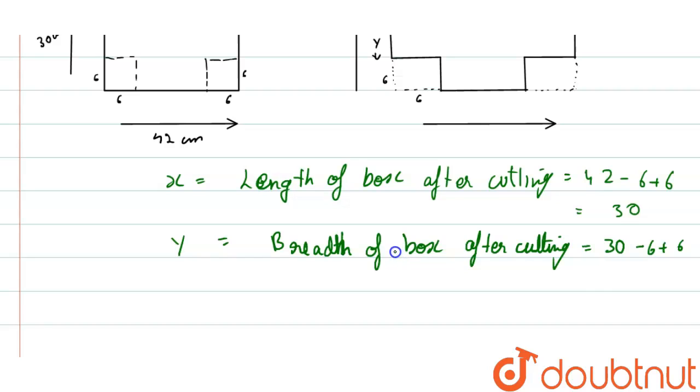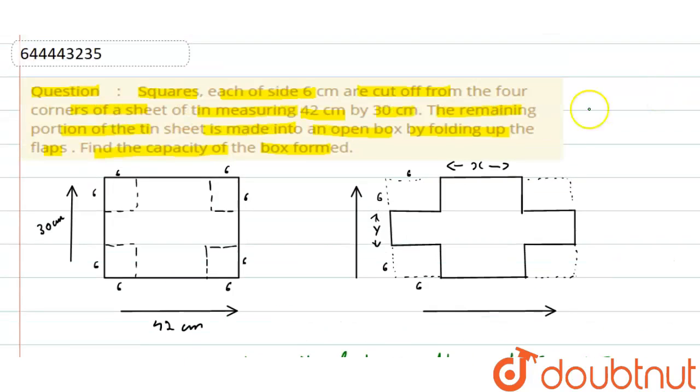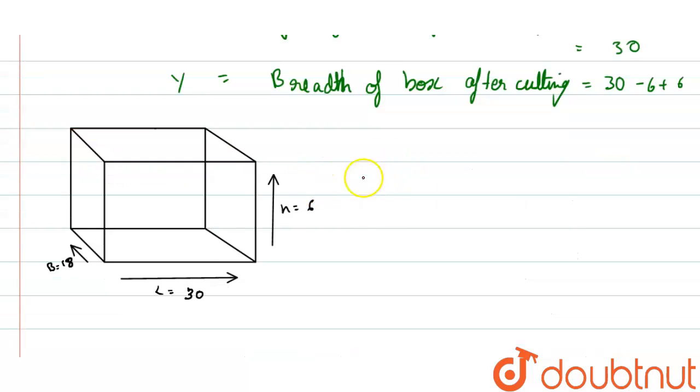So now in the question it says a box is formed by folding up the flaps. So here we have a box formed by folding up flaps, whose length is 30 and breadth is 18 and height is 6. So flap is of 6 cm, and if we fold it, the height of this box will be the length of the flap. So we clearly see we have cut a 6 cm square, so it will be 6.